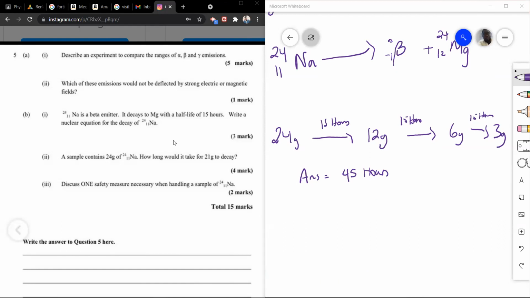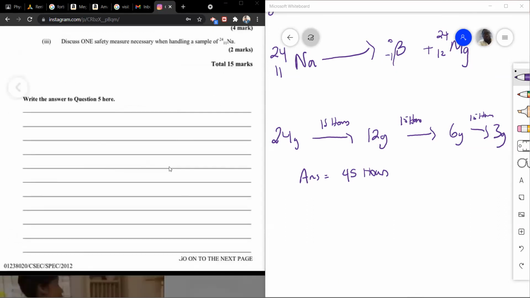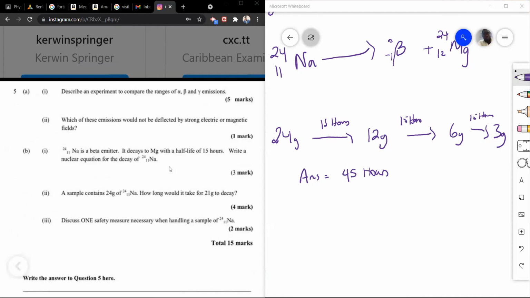And they said to discuss, by the way. They never just say state. So in your little discussion, tell them that you would use forceps so that you can safely handle the sodium and it would not come into contact with your skin. You can wear PPE, so that whatever, just give it a little point right after, all right?